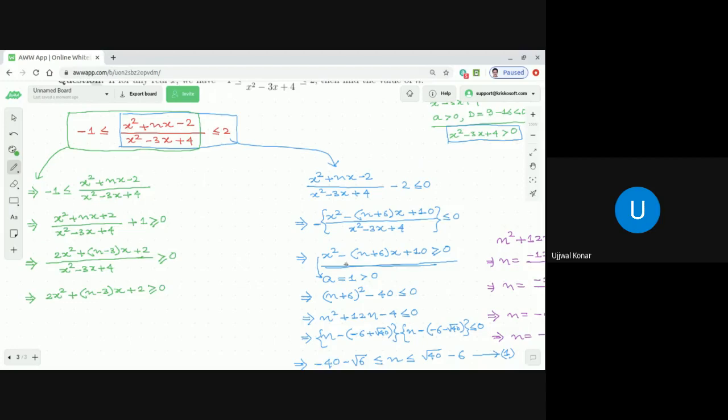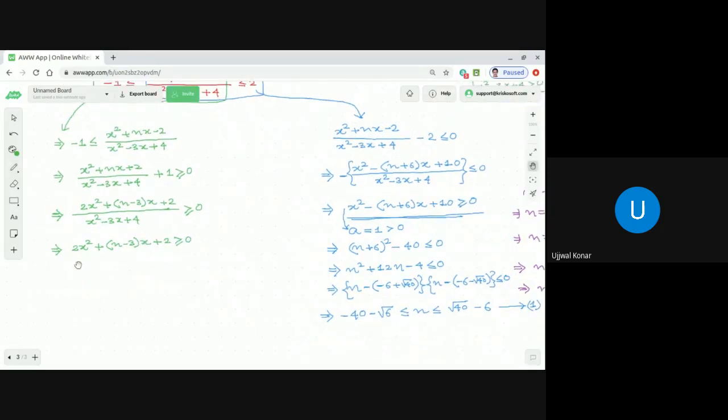Now, under what condition, dear students, does this have to be greater than or equal to 0? We see that a, which is 2, is greater than 0. So a is equal to 2, which is greater than 0. Then definitely the discriminant has to be less than or equal to 0. What is the discriminant? b square minus 4ac, that is (n minus 3) whole square minus 4 into 2 into 2. That should definitely be less than or equal to 0.